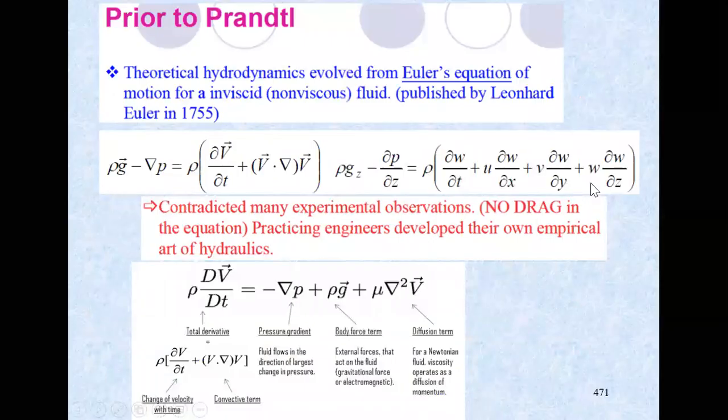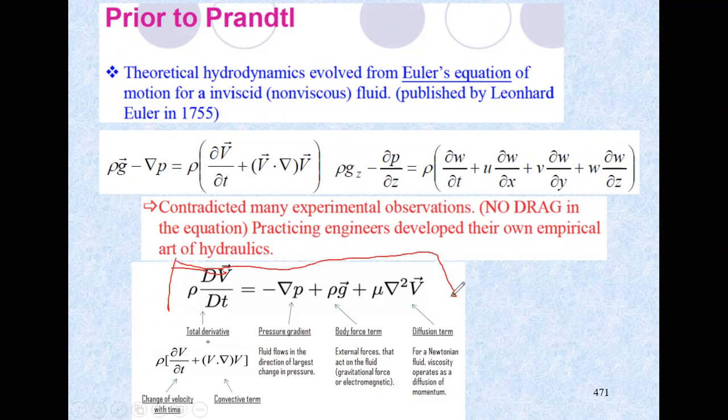Okay, so one of the breakthroughs of fluid mechanics is when Prandtl introduced the boundary layer concept. Before Prandtl, we ignored the viscous effect. The Euler equation is actually a simplification of the Navier-Stokes equation. So bear with me, let's revisit the Navier-Stokes equation.